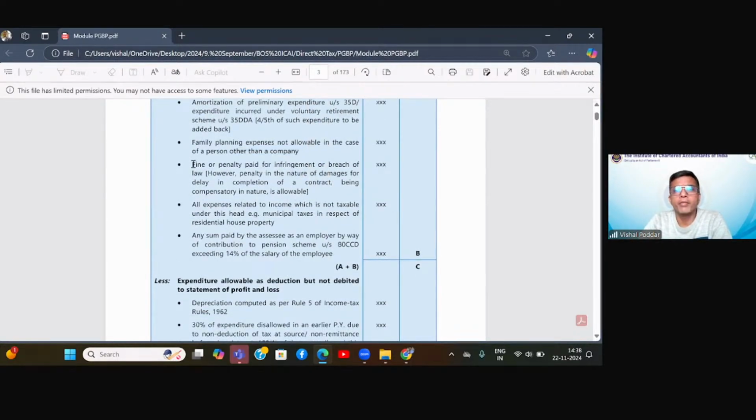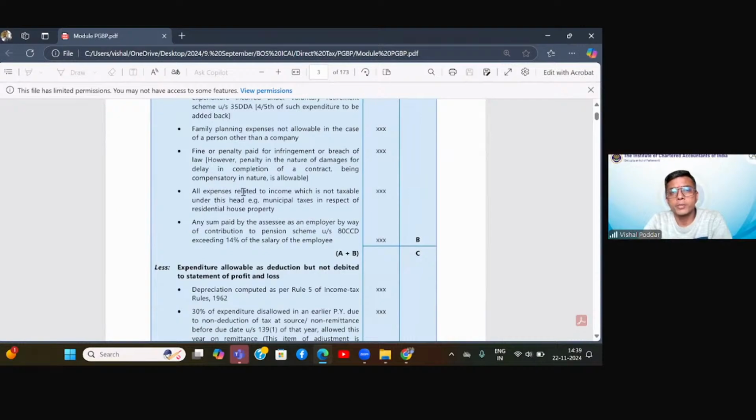Next, if you have paid any fine or penalty, what is the nature of this fine or penalty? If it is not for any type of offense, etc., then it should be allowed. However, where it is for any offense or any illegal act, it will be disallowed. So both points are given over here. Firstly, what is added is fine, which is majorly in the nature of an offense. However, penalty in the nature of damage for delay in completion, etc., which is not in the nature of offense, will be allowed. So breach of contract penalty allowed. Breach of law penalty leading to offense or a crime not allowed.